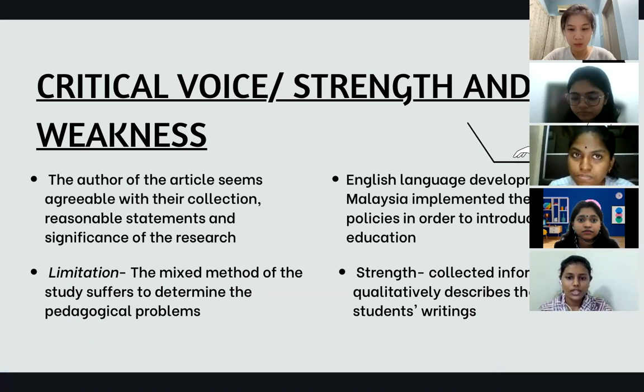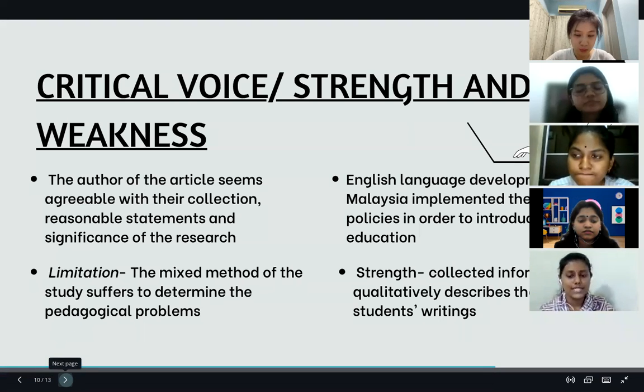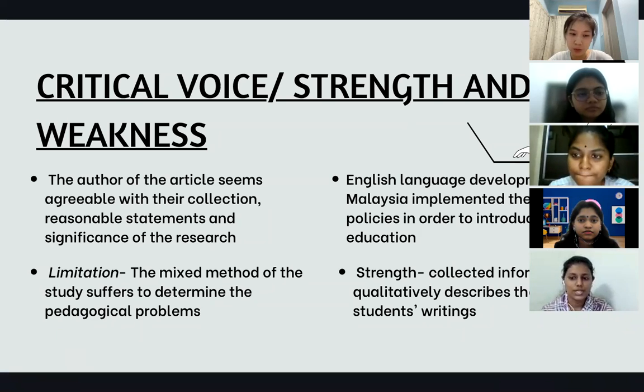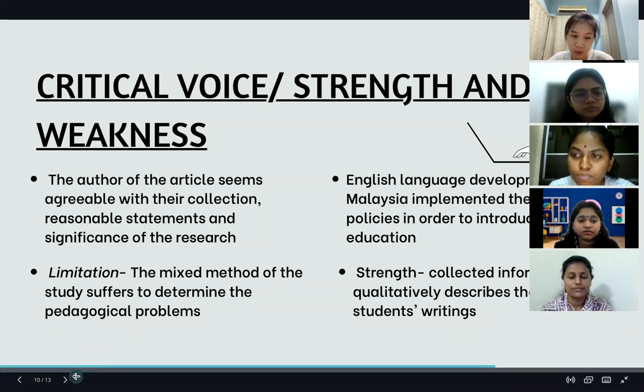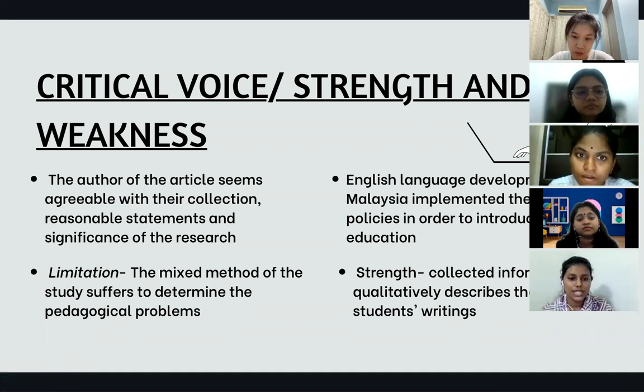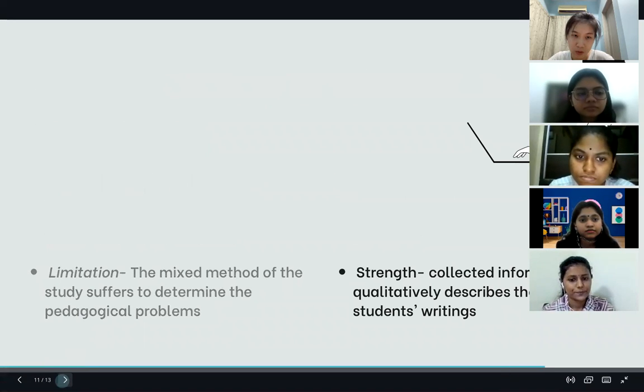For the strength, the collected information qualitatively describes the errors in students' writing. The strength of the research paper is still acceptable because the level of detail is valuable. For this research, they have created a new research question and done the process to measure their work for research purposes. To move on to the next slide is the critical summary.